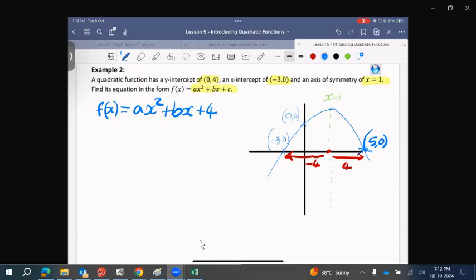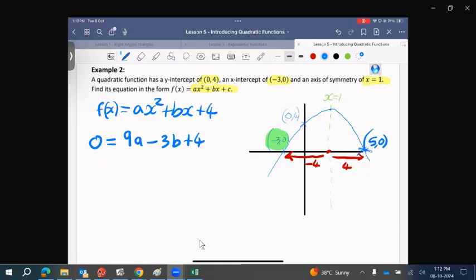We're getting a bit closer now. What we need to do is form some equations. And there's a few different equations we can form. Firstly, I'm going to use this fact here, -3, 0. That's an x and a y value. I can put it into the equation. So the y value is 0 when x equals minus 3. So what's minus 3 squared? 9. So we get 9a minus 3b plus 4. I've inserted the x and y values.